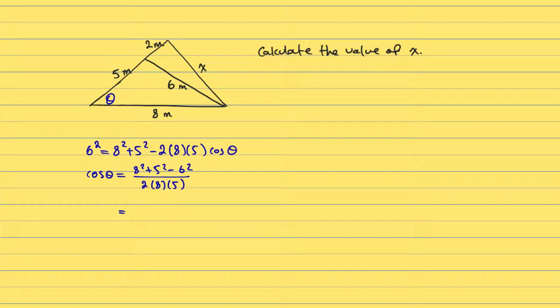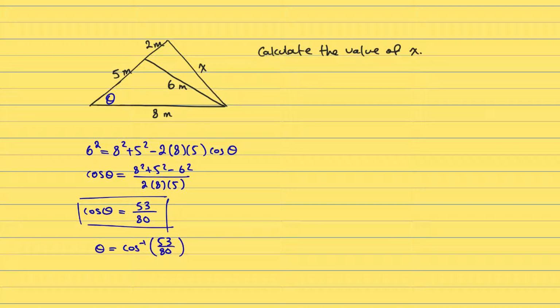Putting this in my calculator, I get a numerator value of 53, and I get a denominator value of 80. I can find angle theta. I'm actually going to keep this for now because this is really what I need. But to find theta, I just take the inverse cosine of the value that I got up there, and I get an angle of 48.5, and this is an approximated value rounded to 3 significant figures.